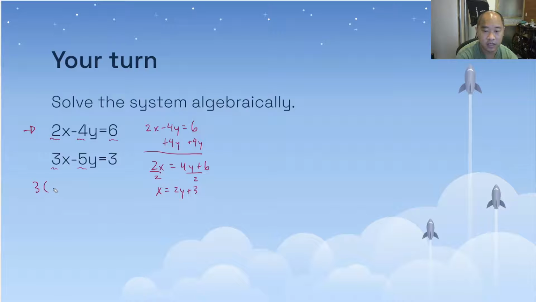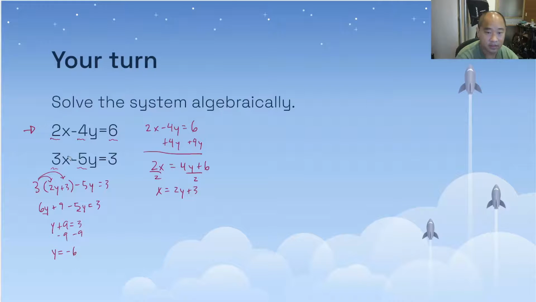So 3 times 2y plus 3 minus 5y equals 3. And then I'm going to distribute here again. 3 times 2y is 6y. 3 times 3 is 9, minus 5y equals 3. I'm going to combine our like terms. 6y and negative 5y is just y, plus 9 equals 3. Then I'm going to subtract both sides by 9, and y equals negative 6.